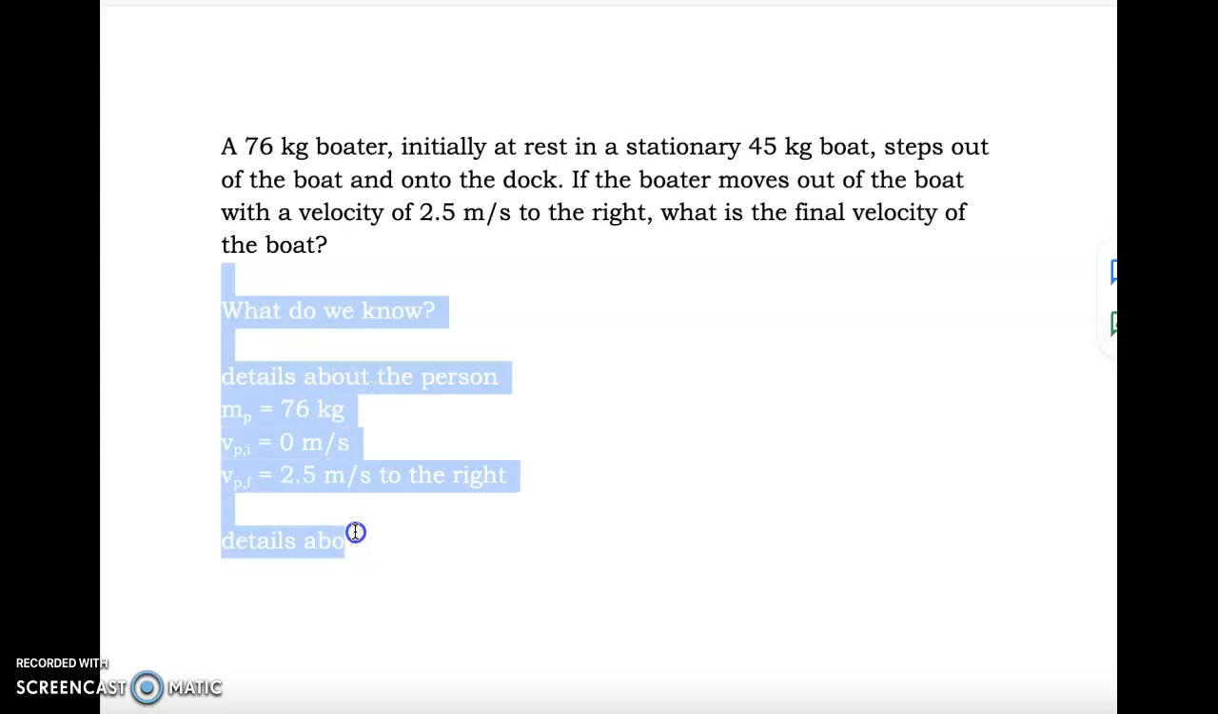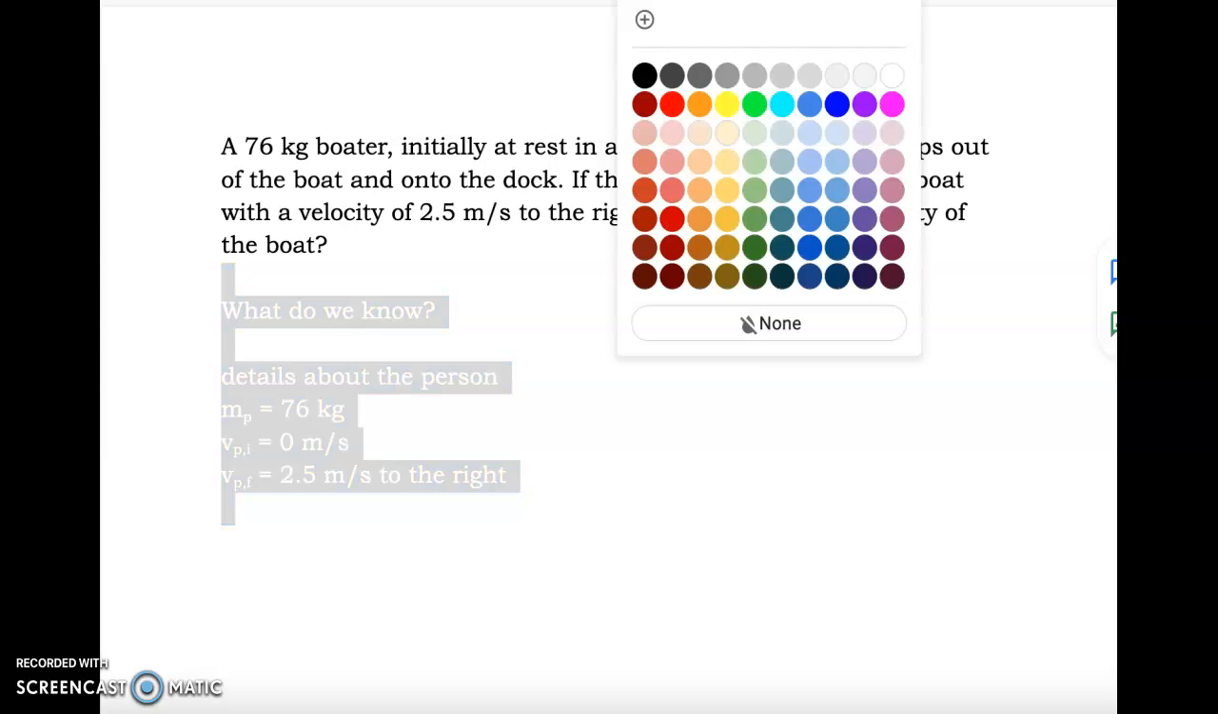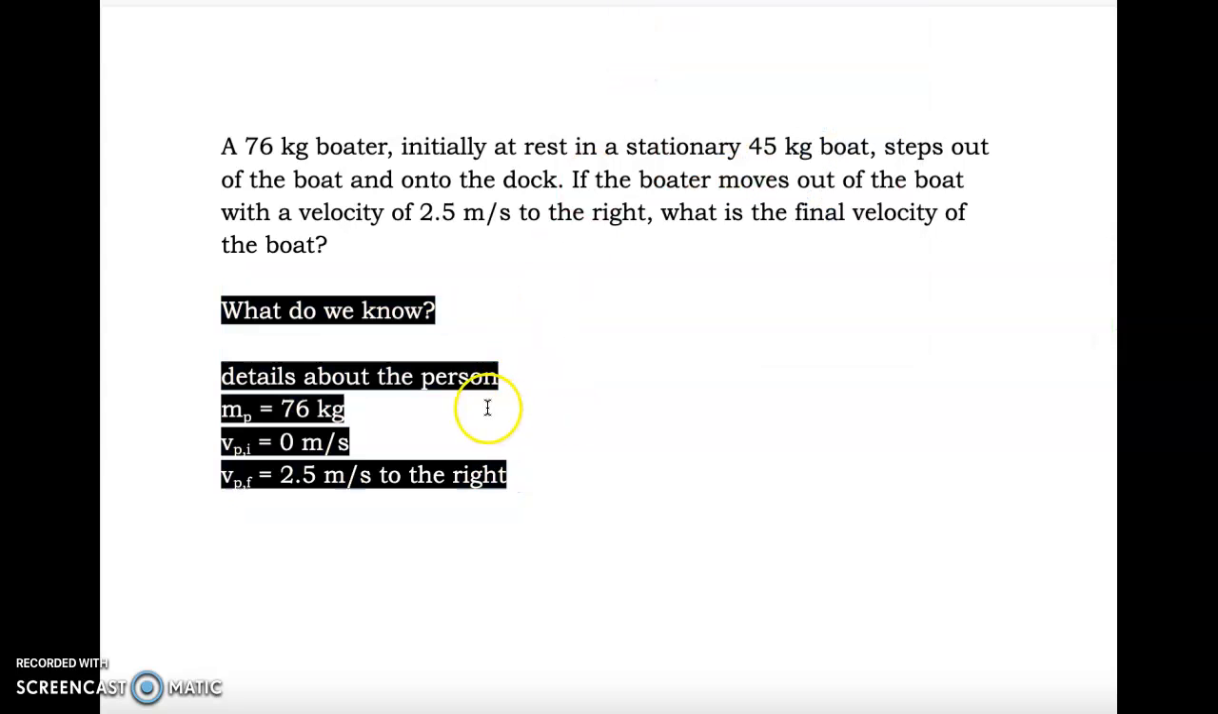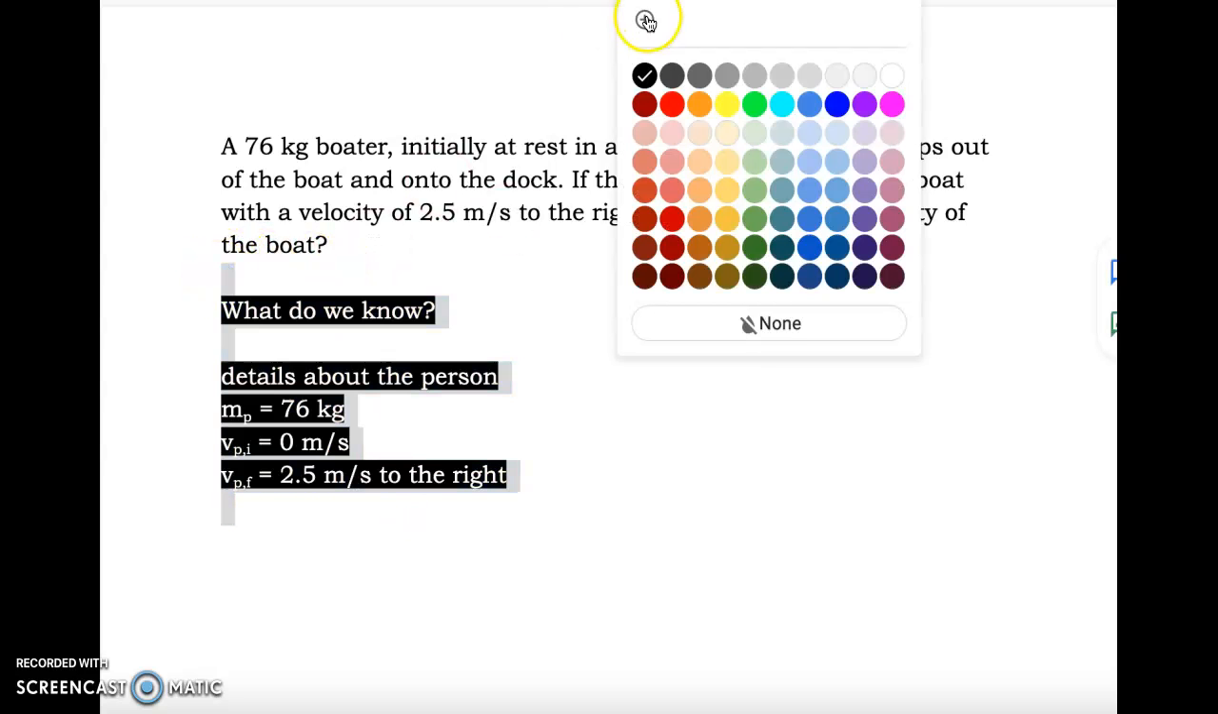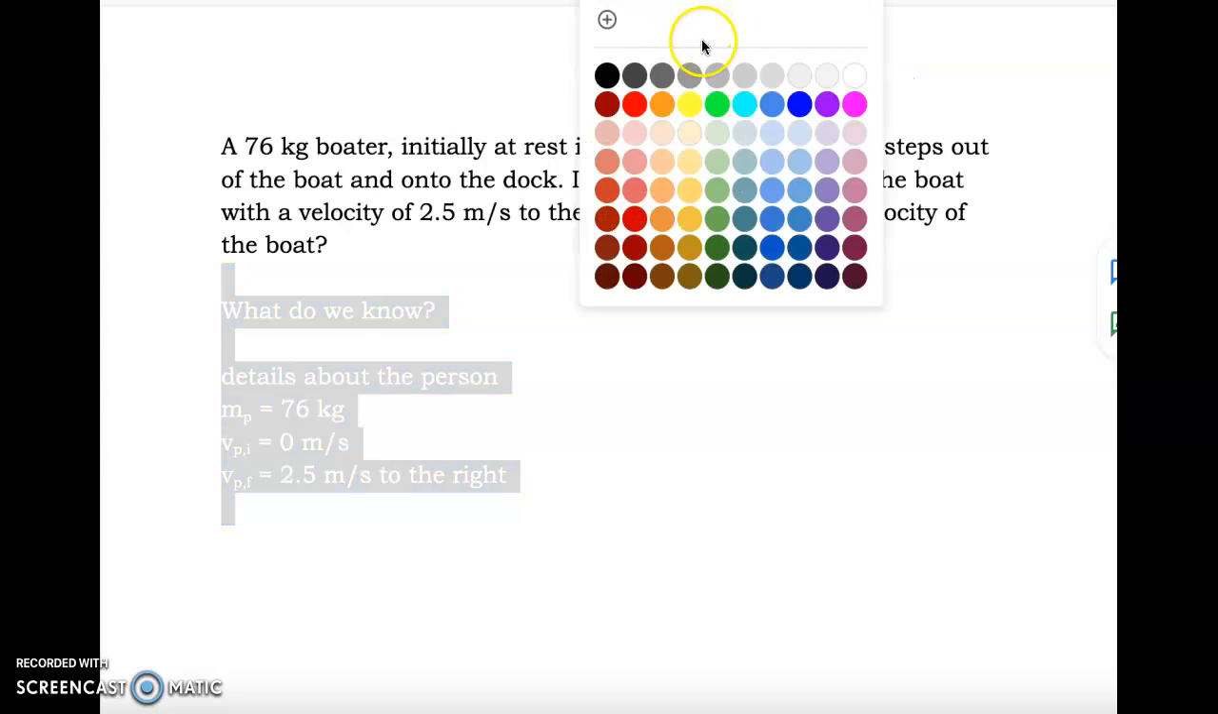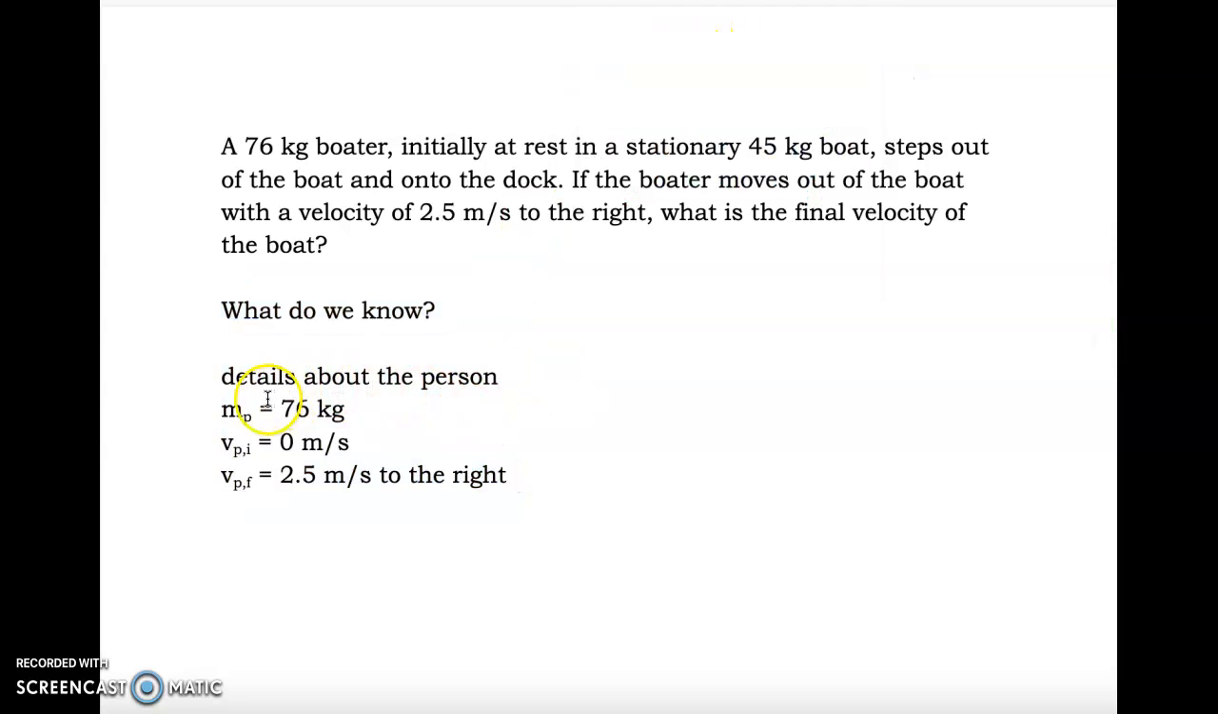We're going to talk about what we know first. What we know are details about the person. Sorry, little technical issue. There we go. We know details about the person, and so I'm going to put m sub p means the mass of the person, and v sub p means the velocity of the person initially, and then the velocity of the person finally. So the details about the person are a mass of 76 kilograms, initially at rest, a velocity of 0 meters per second, and a final velocity of 2.5 meters per second to the right.